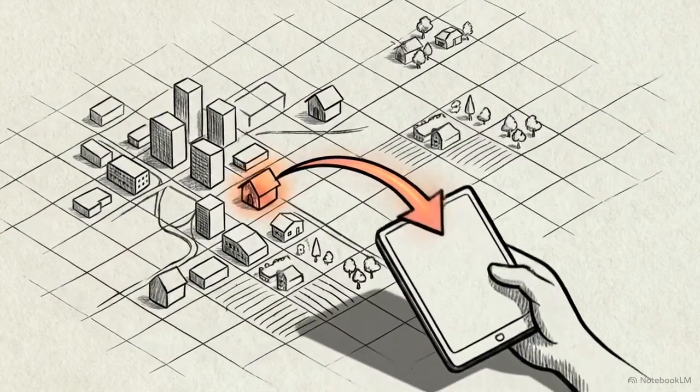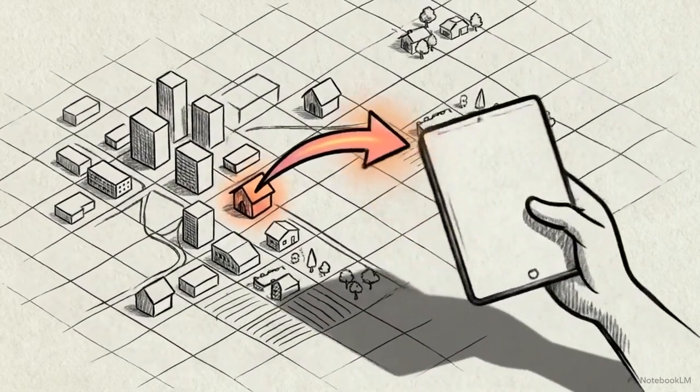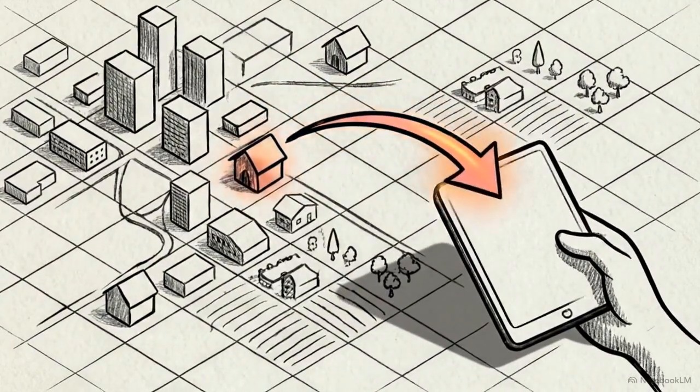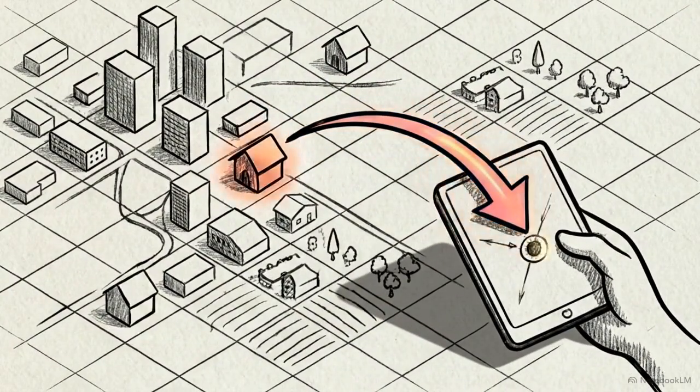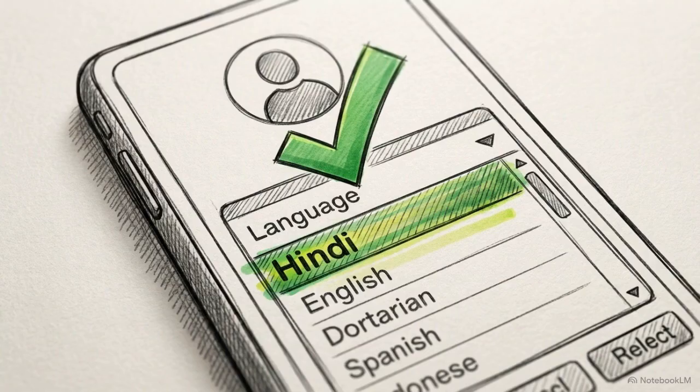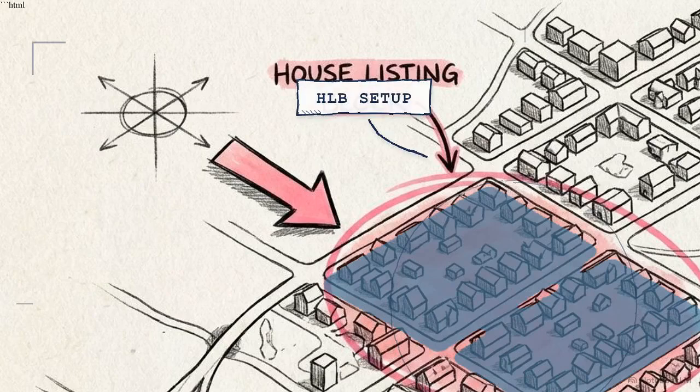Welcome to Census 2027. Your task is to record the physical details of your assigned area and convert those observations into digital data. The primary tool is the House Listing Operation Checklist, a 34-question form to catalog every residence. Before beginning your fieldwork, ensure the app is installed, your registration is complete, and you have selected your language. You must also finish your initial house listing block setup for your assigned sector.